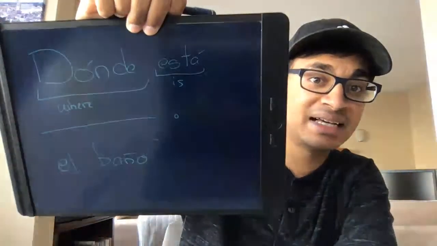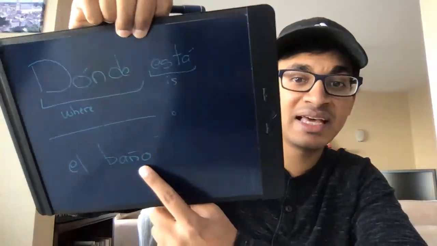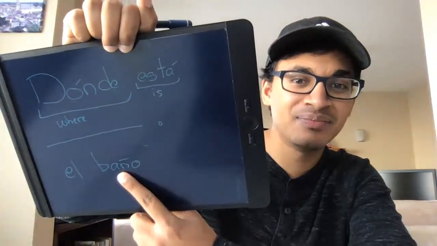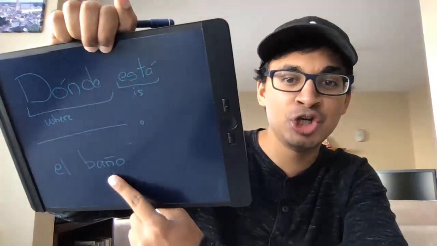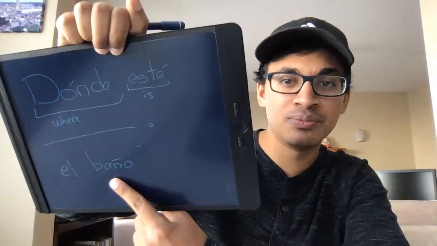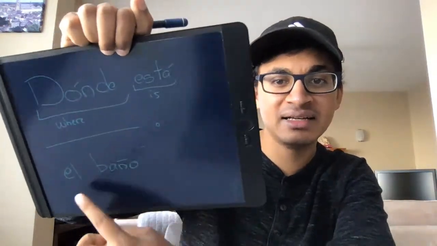So if you're traveling and you're looking for the bathroom, you're looking for some monument, you're looking for whatever, ¿dónde está blank? So ¿dónde está el baño, for example? El baño is the bathroom. ¿Dónde está el baño? This little N with the line on top is pronounced like nya. So this is el baño. El baño. ¿Dónde está el baño? Where's the bathroom? Right?